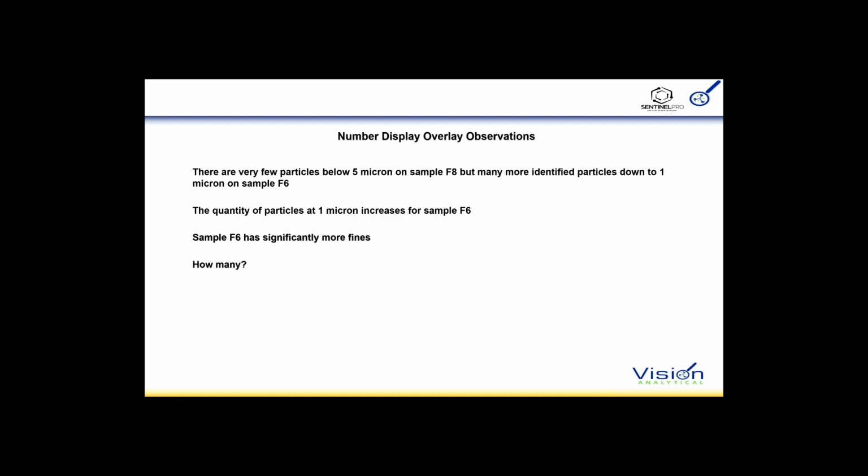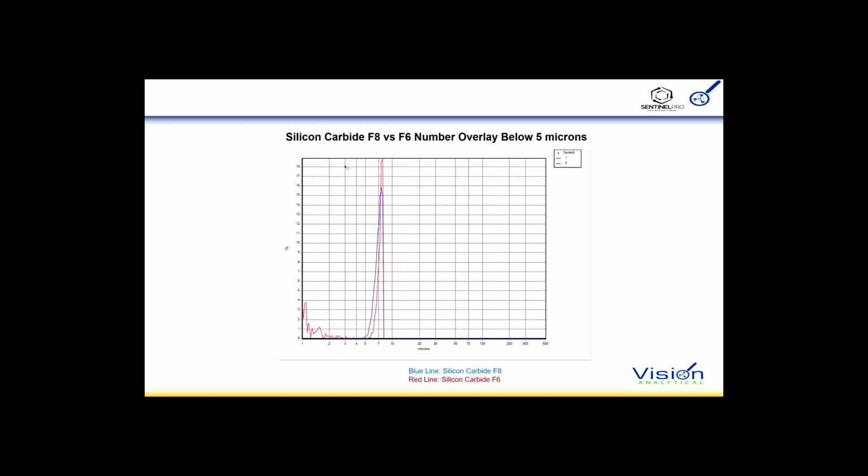Number overlay display observations. We can see that sample F6 not only has more fines, but they are smaller and increase in number as they approach 1 micron. See how this gets up to 3%. 3% of all the sample F6 particles are within 1 to 1.5 microns. F6 has significantly more fines below 5 microns. Sample F8 has none or very, very few particles below 4 microns. How many?